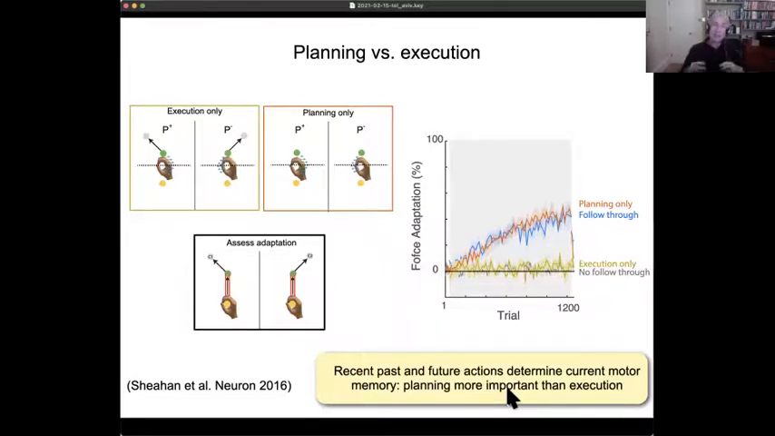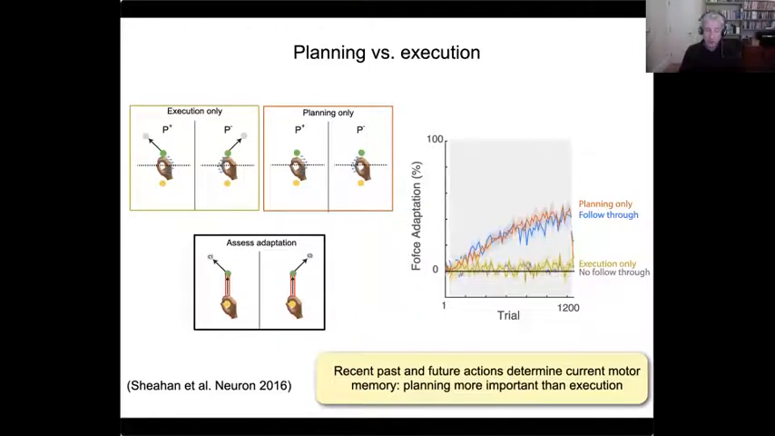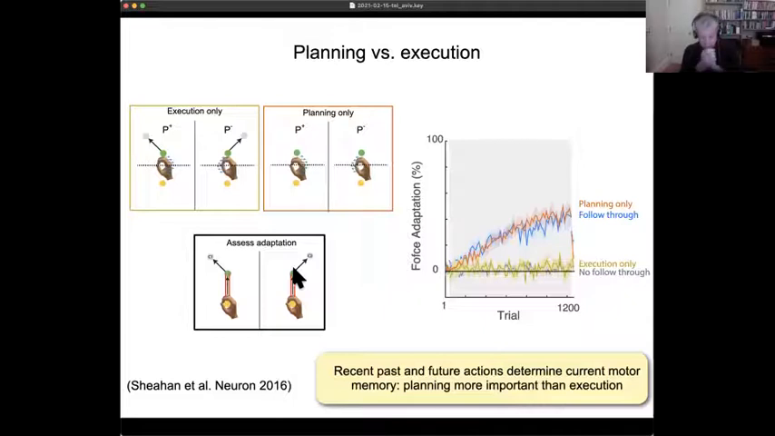So what we're really thinking is that what's critical to allow you to learn separate memories is to have a different neural state. The physical state doesn't really matter. What matters is the different neural state. And by planning to make a follow-through movement, you effectively put your brain in a different neural state for the initial part of the movement, which lets you separate out those memories.